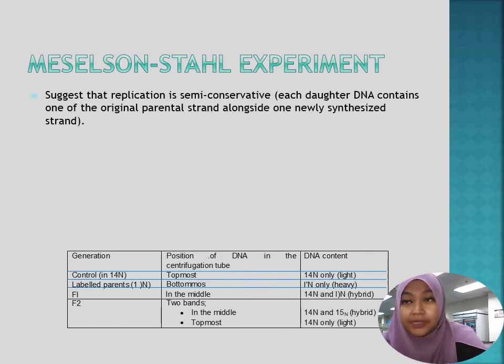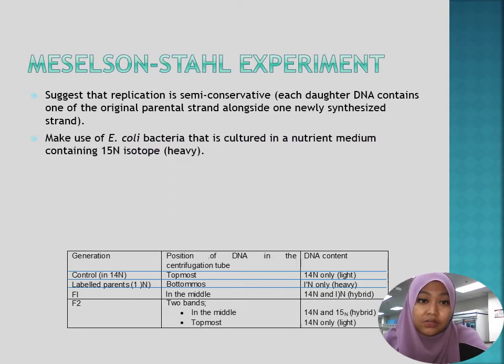Now we go to number 4, the Meselson-Stahl experiment. The objective of this experiment is to verify that the model proposed by Watson and Crick, which is semi-conservative, is correct. They suggest that in replication, each daughter contains one side of the original alongside the newly synthesized strand. They made use of E. coli bacteria, grown in a medium of nitrogen-15.